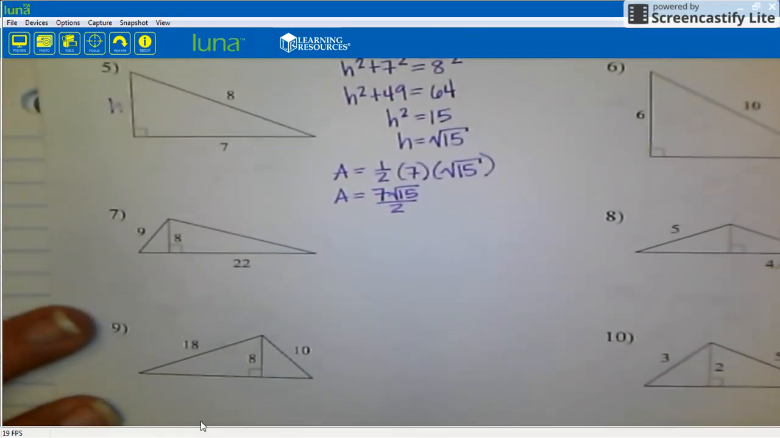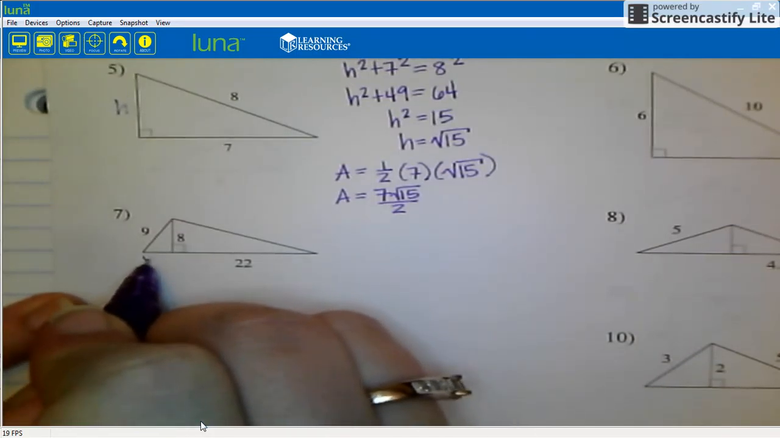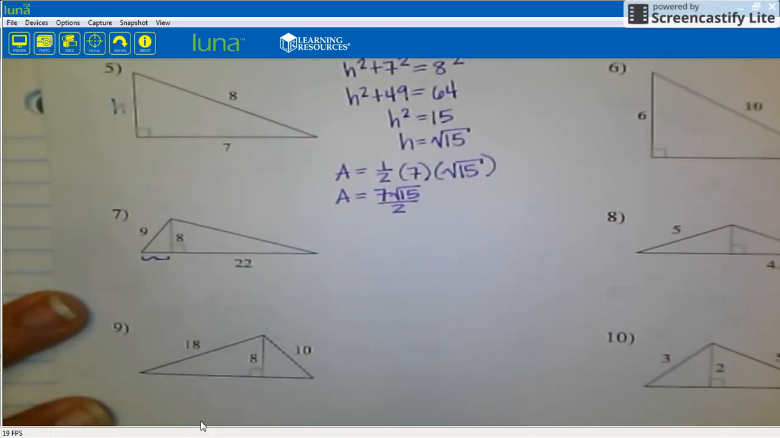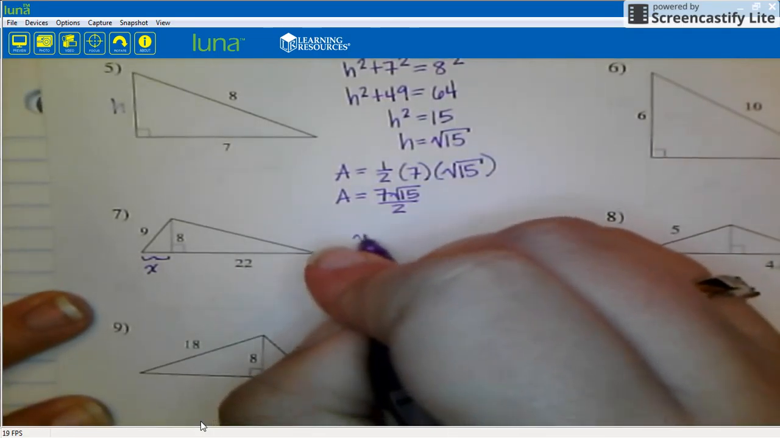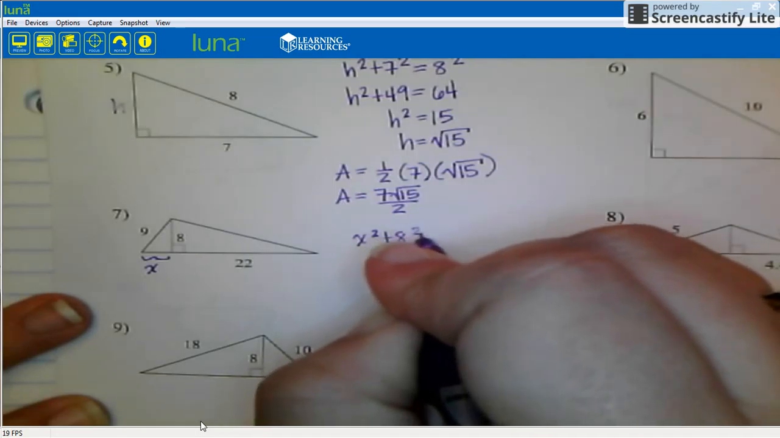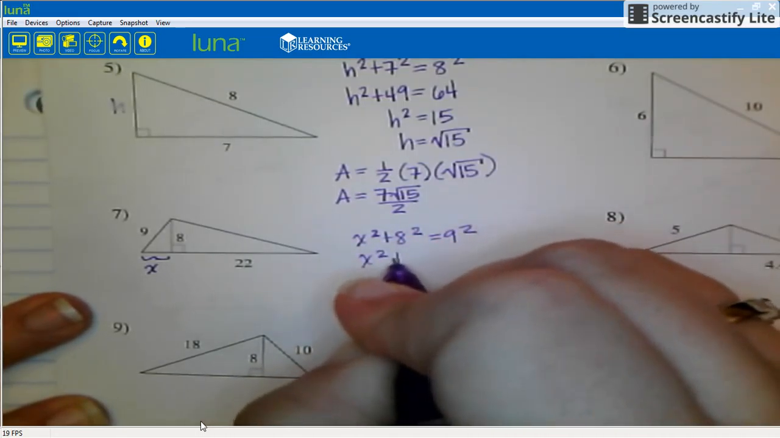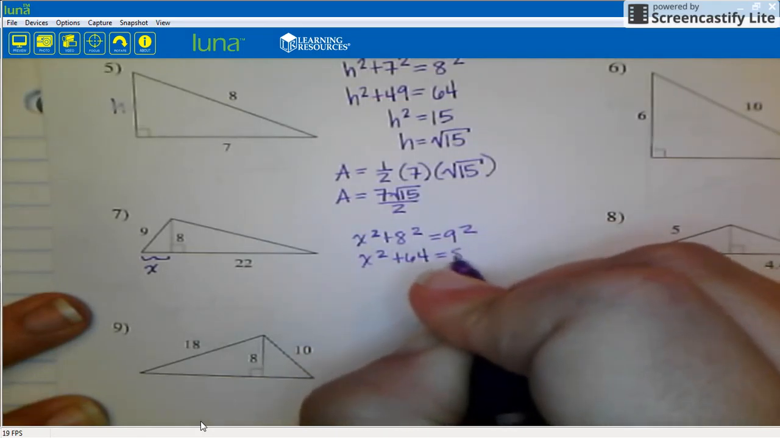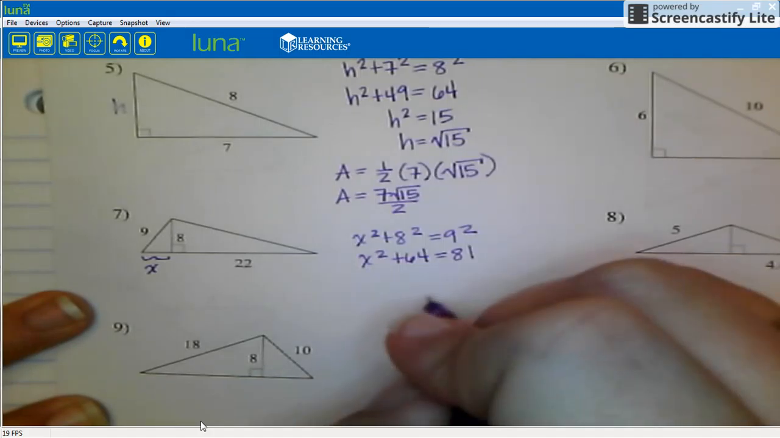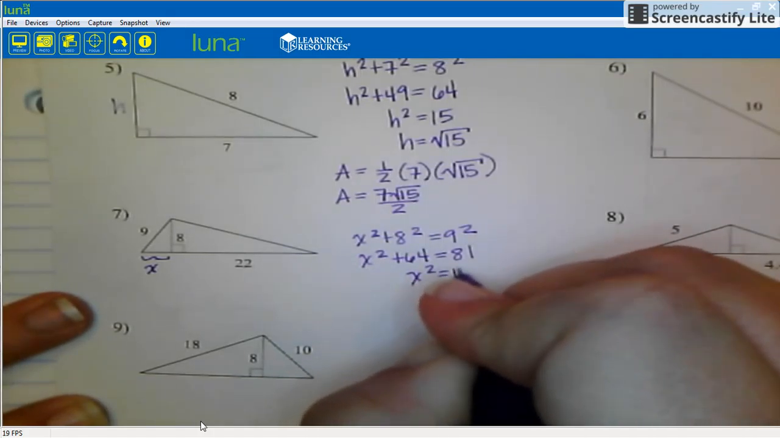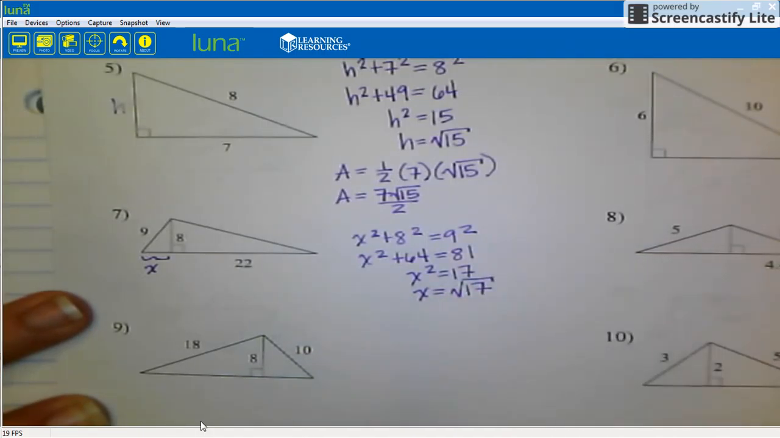For number 7, in order to solve for our area, we're going to need to know this piece of our base, and to do that, we're going to use the Pythagorean theorem again. So I have x squared plus 8 squared equals 9 squared. So I have x squared plus 64 equals 81. So x squared is equal to 17, and x is equal to the square root of 17.